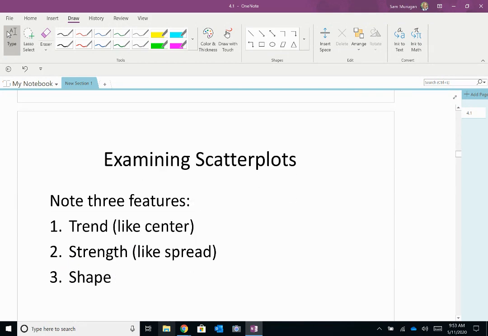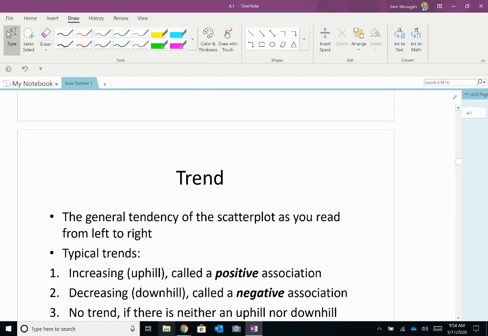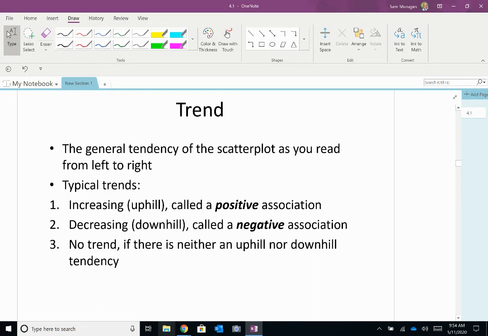Now, when you look at scatter plots, there are three features that you have to consider: the trend, like the center, the strength, like spread, and the shape. The trend is the general tendency of the scatter plot as you read from left to right. Typical trends: if the graph is increasing uphill, it's called a positive association. In other words, it has a positive slope, for those of you who have an algebra background, increasing as you move from left to right. And if as you move from left to right it's going downhill, it's called a negative association.